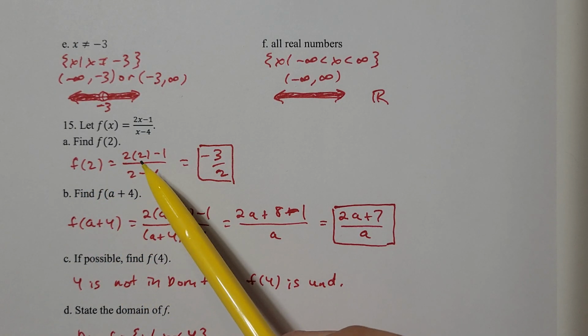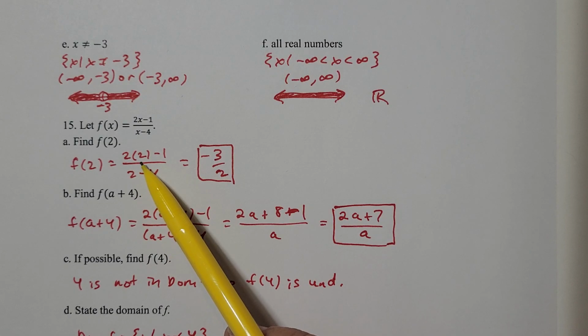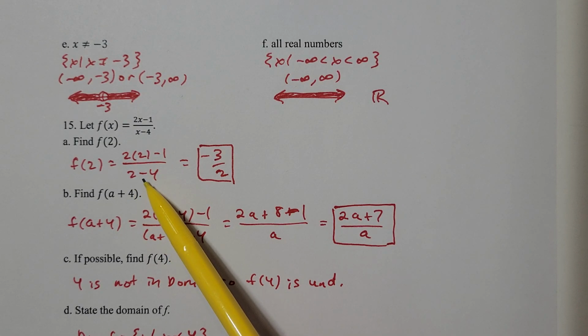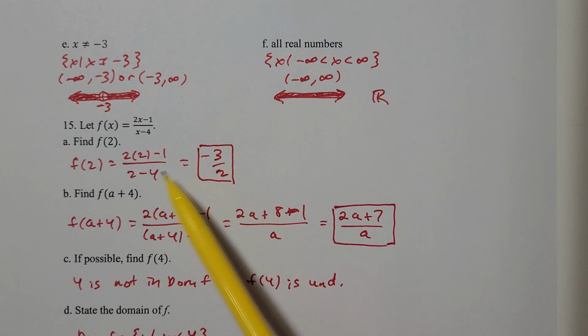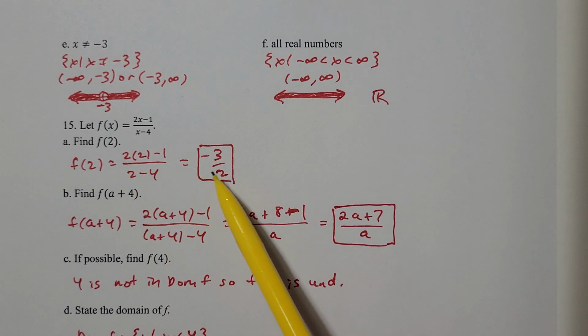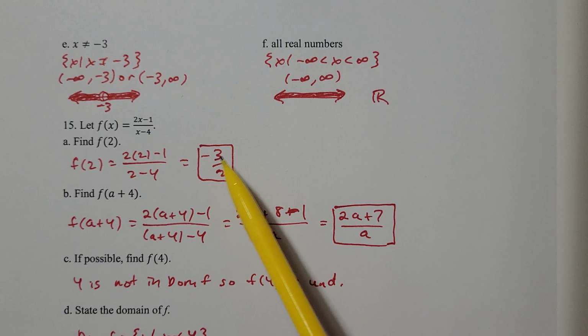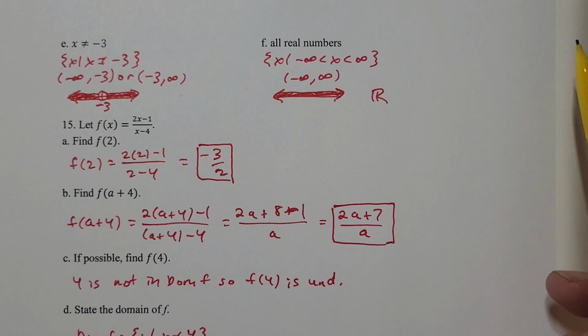Okay, well, if I replace x with 2, we had 2 times 2 minus 1 divided by 2 minus 4. 2 times 2 is 4, minus 1 is 3, and then 2 minus 4 is negative 2. Okay, so negative 3 halves, or negative 1 and a half, that'd be the answer to part A.